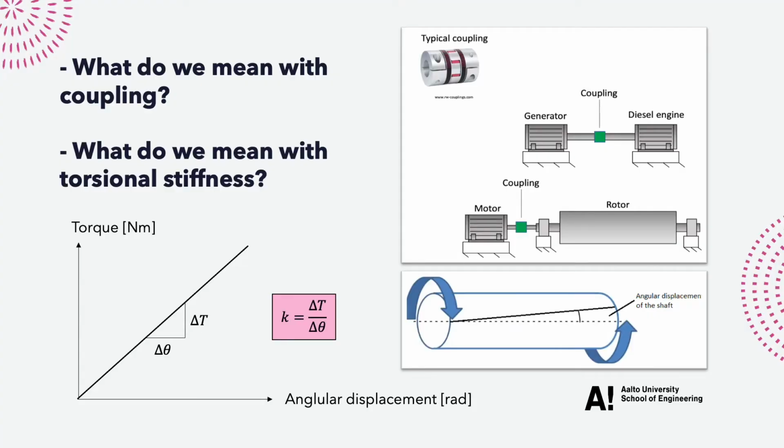To well understand the meaning of our project, I should start to make clear the meaning of these two words, coupling and torsional stiffness. Couplings are mechanical components used to connect two shafts in order to transmit power. You can see some examples here in the picture. Here you can see two examples of two different systems where we can find a coupling. And here is an example of a typical coupling that we can find in those systems.